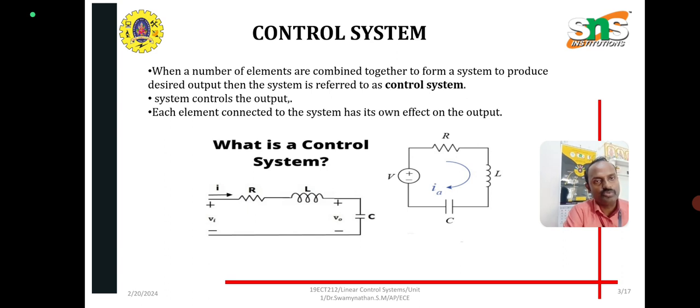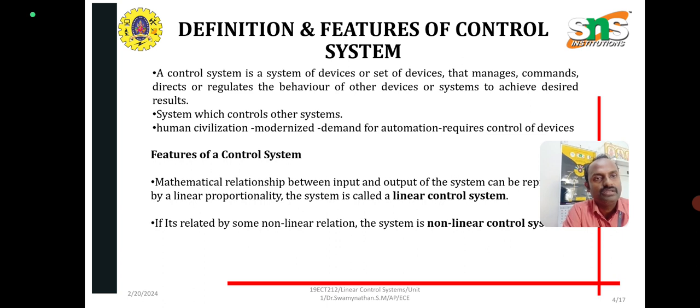Here is an open loop control system and a closed loop control system example. On the left hand side the circuit is the open loop control system and on the right hand side it is the closed loop control system, that is an RLC circuit model. Now the definition and features. The definition we already discussed: the system controls the output. The feature is that it defines the mathematical relationship between the input and output. If it is represented as linear proportional, that is why it is called a linear control system. If the relation is non-linear, it is a non-linear control system.